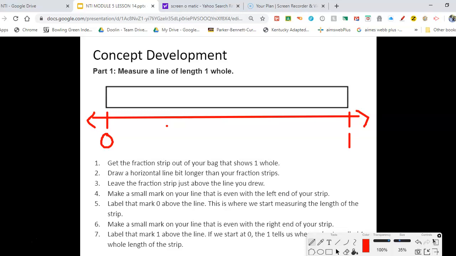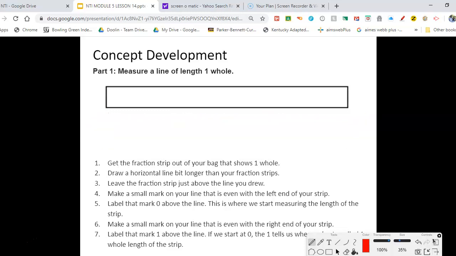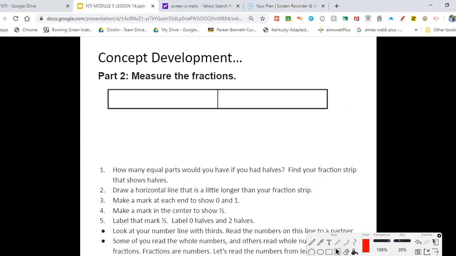So does everyone have this? And this shows 1 whole. It tells us that this is the whole length of this strip. Okay, let's continue. I want you now to get out your fraction strip that shows halves. It will look just like my fraction strip does on your screen. How many equal parts would you have if you had halves?